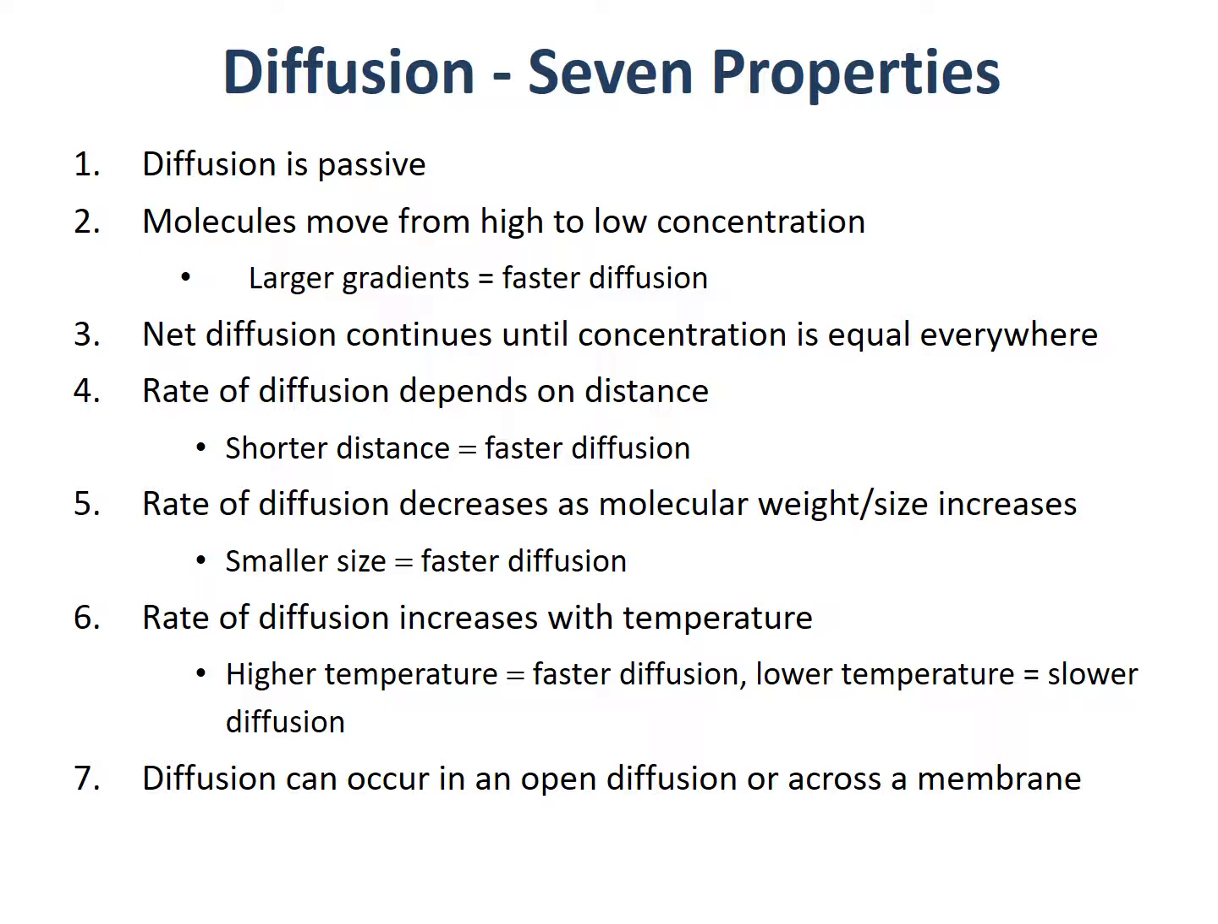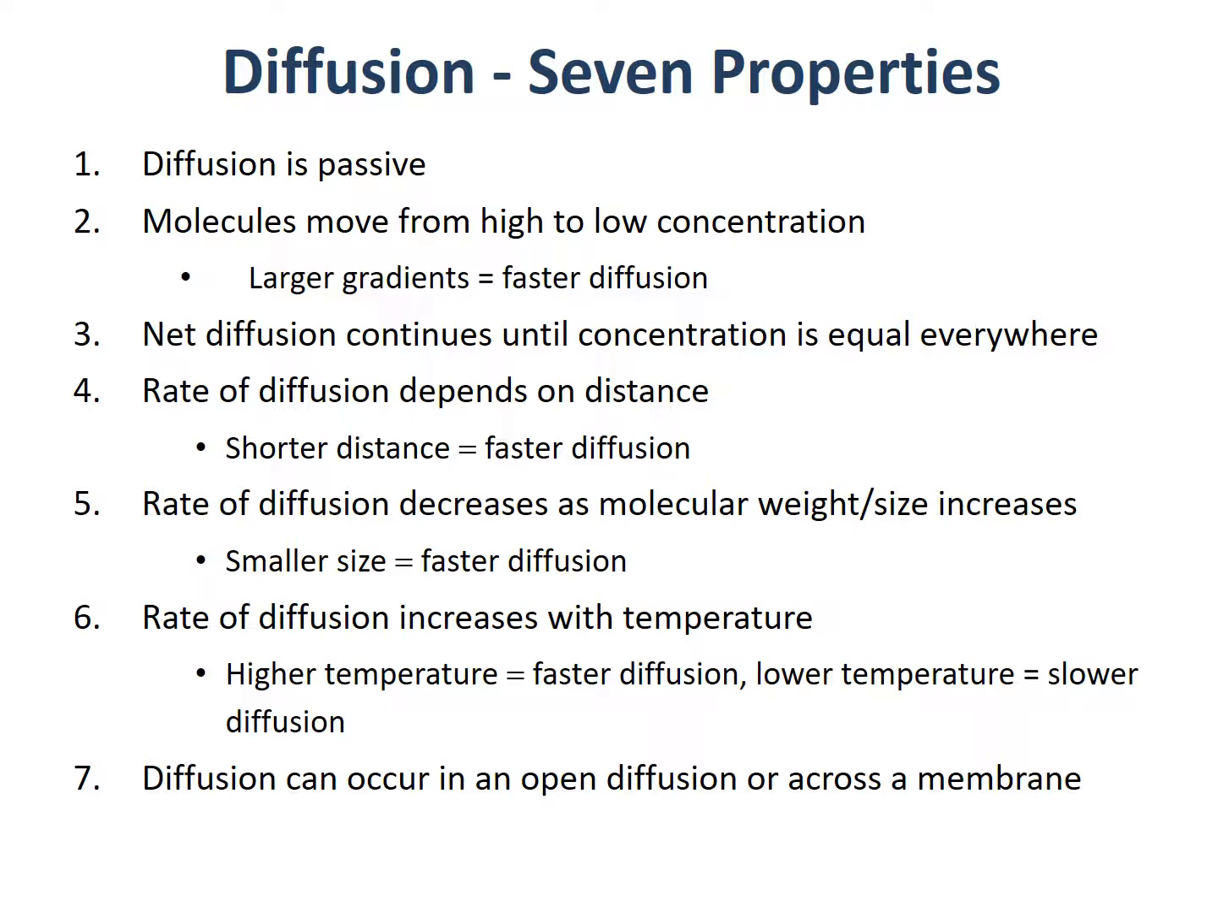5. Rate of diffusion decreases as molecular weight or size increases. A smaller molecule equals a faster rate of diffusion, whereas a larger molecule diffuses more slowly. A great example of this would be putting cream or skim milk in coffee. If I have 2 coffees and I put heavy cream in one and skim milk in the other, the skim milk will diffuse faster through the overall coffee than the heavy cream.